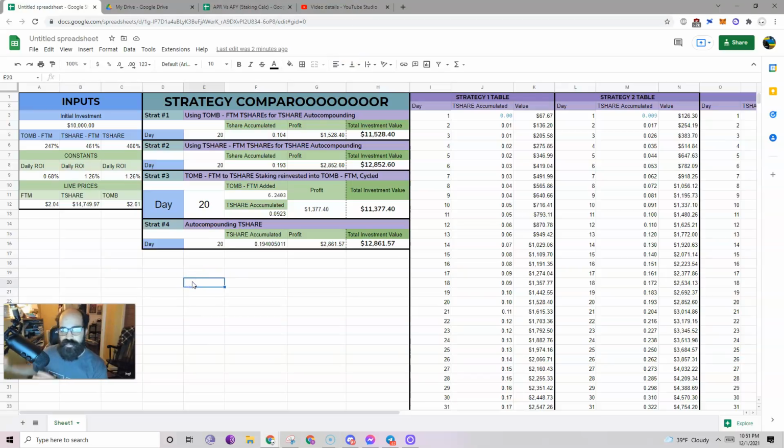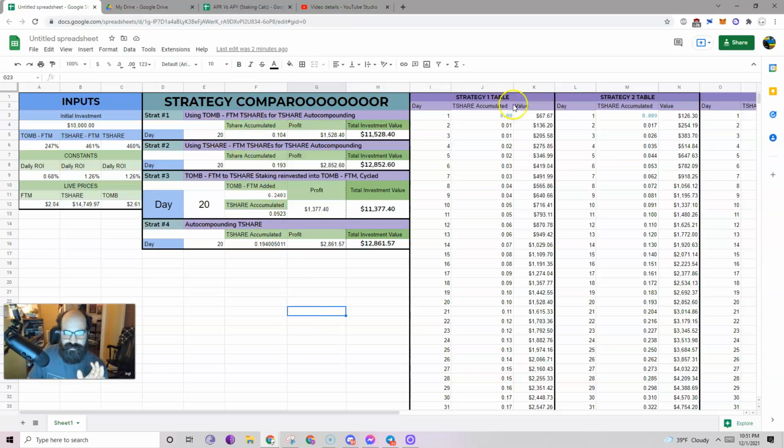This is all based off of my last video on Tomb Finance, where I mentioned there were some different strategies. The first one we're going to talk about is strategy number 1: using the Tomb Fantom pool to get T-shares, and then taking those T-shares and throwing them into an auto compounder, presumably on Grim.